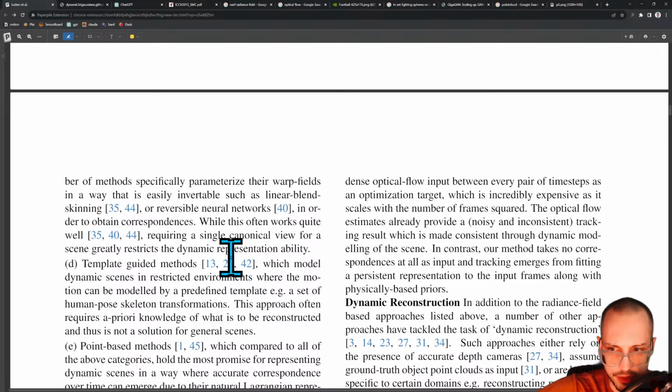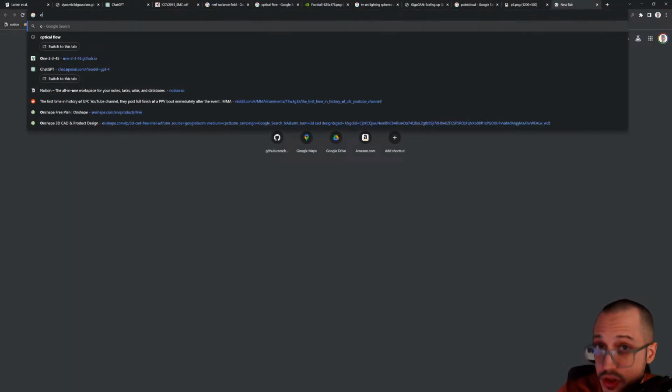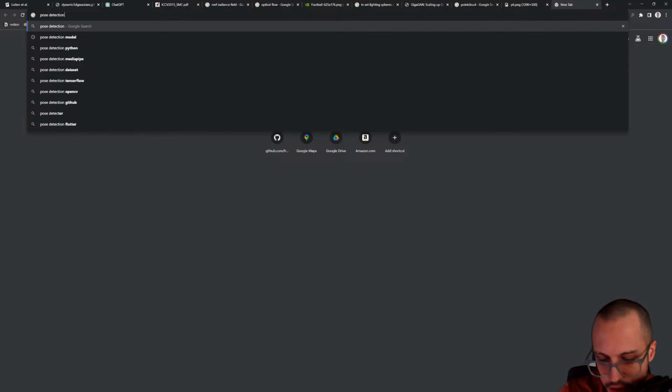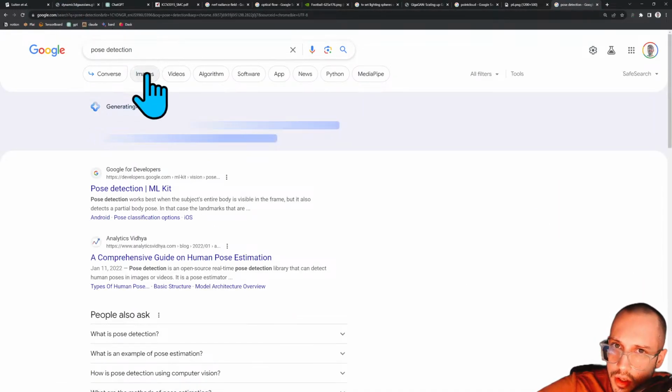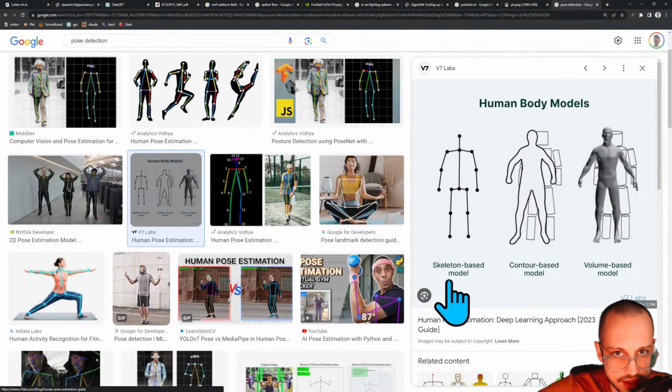Template-guided methods model dynamic scenes in restricted environments where a motion can be modeled at a predefined template in a set of human pose skeleton transformations. So, pose detection. I wonder if this type of stuff is going to go away too, but here is a human pose skeleton-based model. This is actually a very simple one.